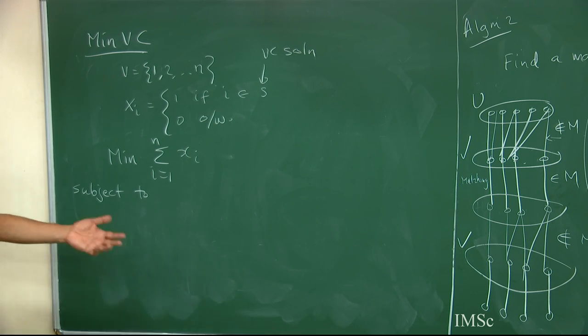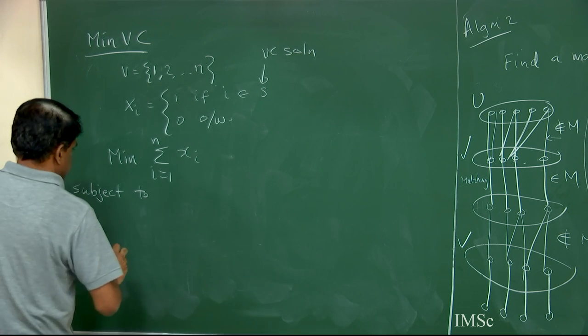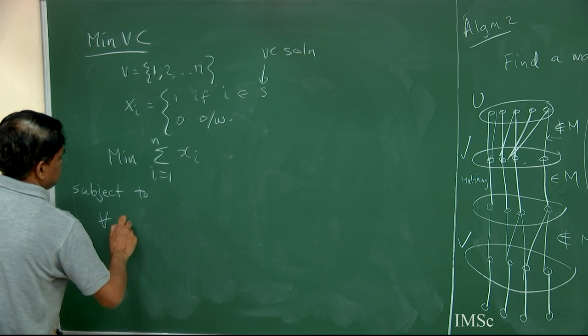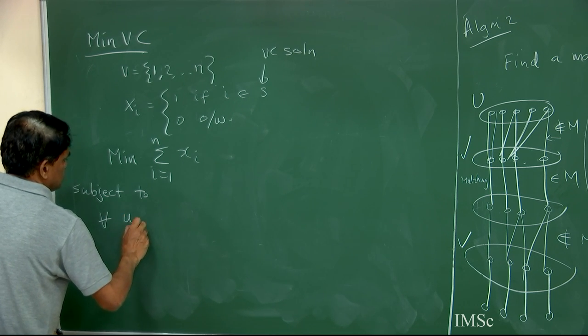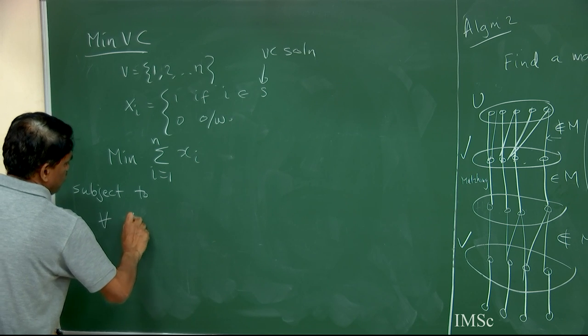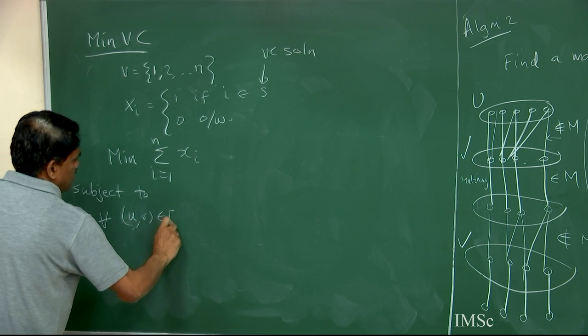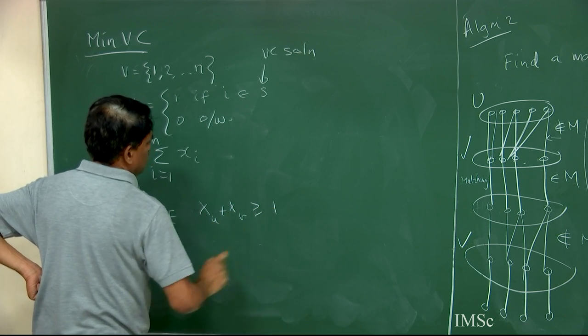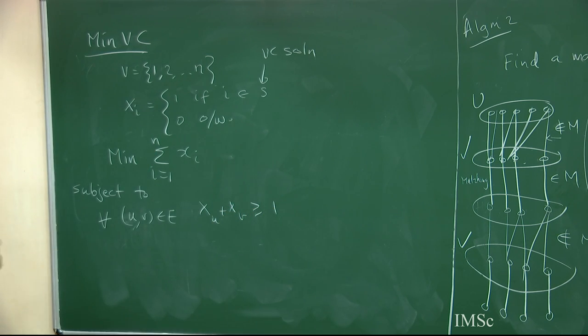How do I write it as a linear inequality? For every edge UV in E, XU plus XV is greater than or equal to 1. So whenever you give me an edge, one of the endpoints must be picked into the solution. Maybe even both, but that's okay.